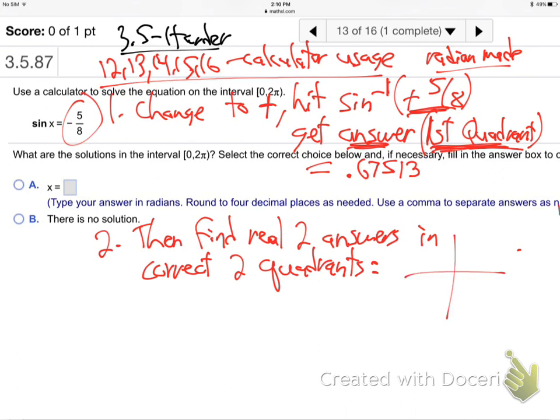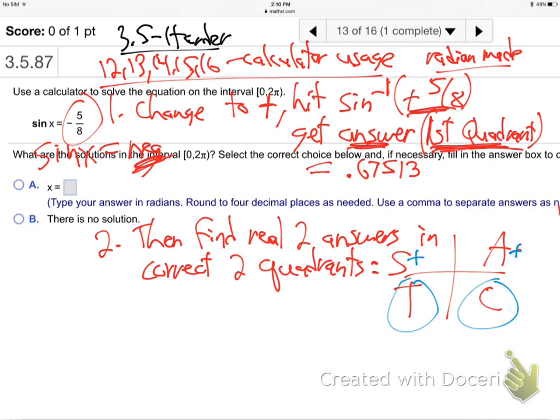What am I talking about? I'm talking about All Students Take Calculus. So this question is, where is sine of x negative, right? Negative 5/8 is negative. Where's the sine of x negative? Well, All are positive here, sine is positive here. So in these two quadrants, sine is negative, because tangent is positive and cosine is positive. So sine is negative in the third and fourth quadrants. So the real two answers, for this question anyway, are in the third and fourth quadrants. So the answer is not really 0.67513, but I'm going to use that to find the real two answers in the third and fourth quadrants.